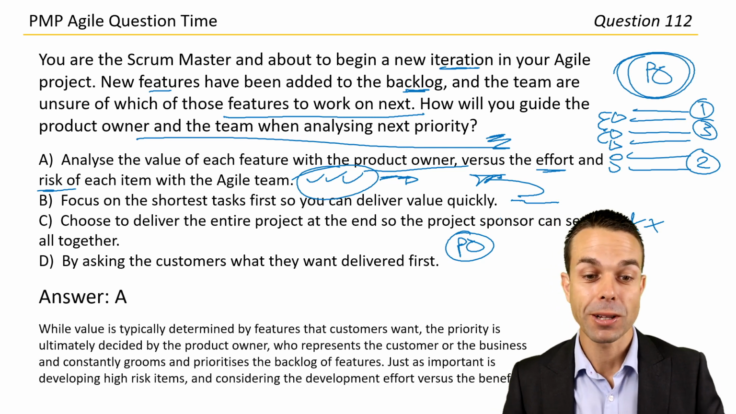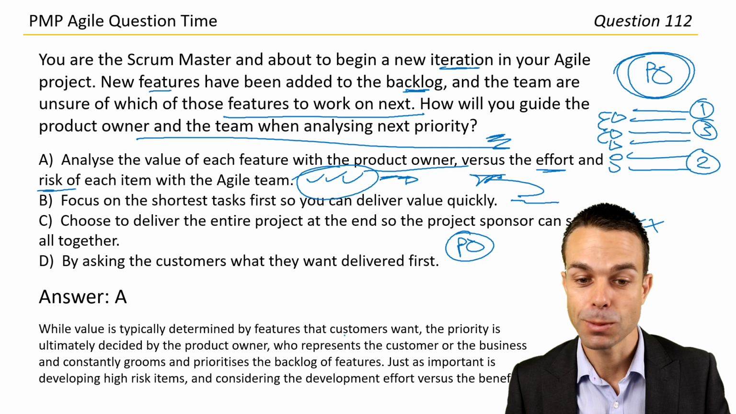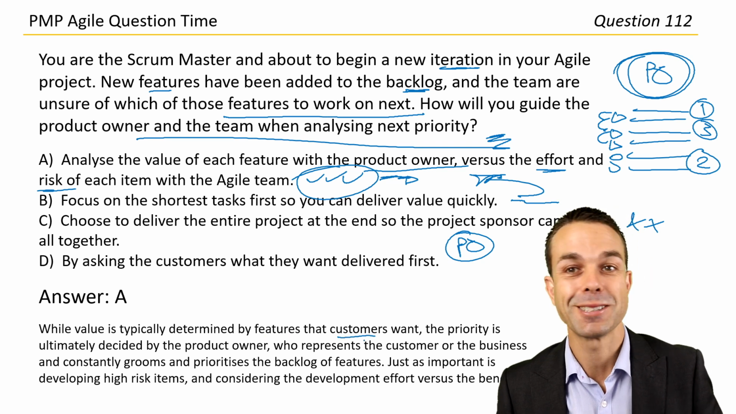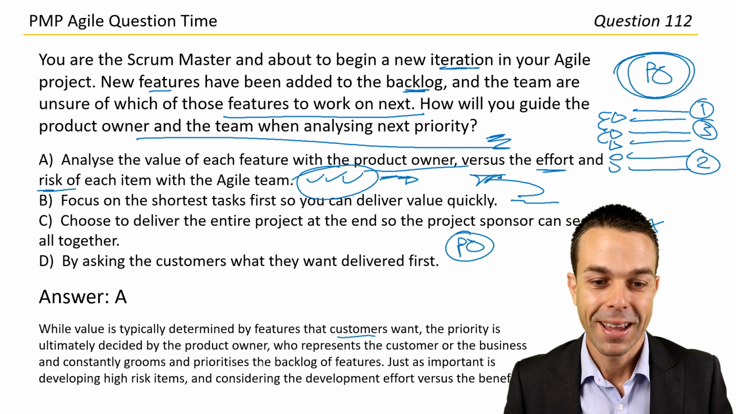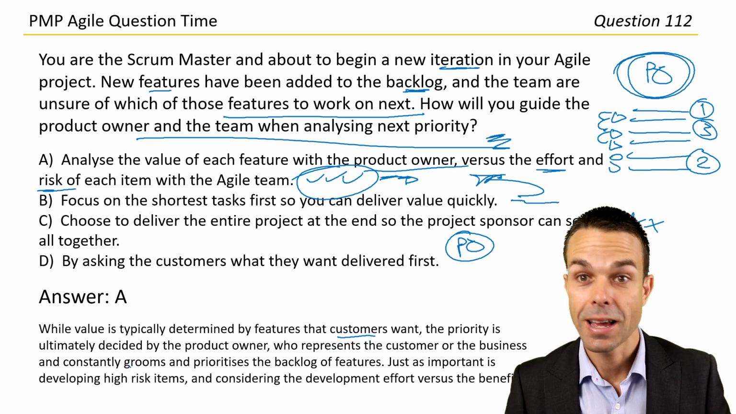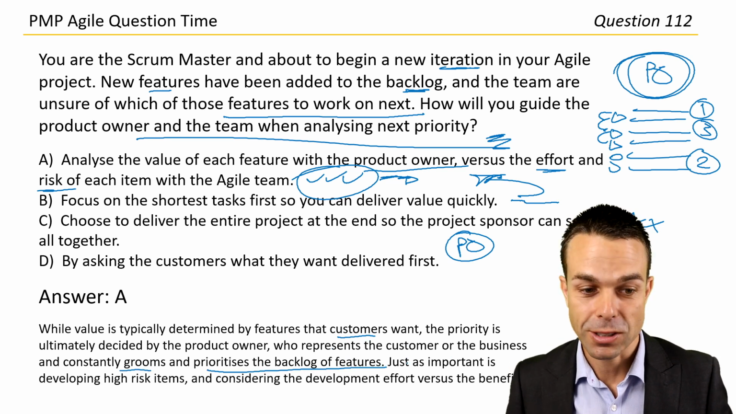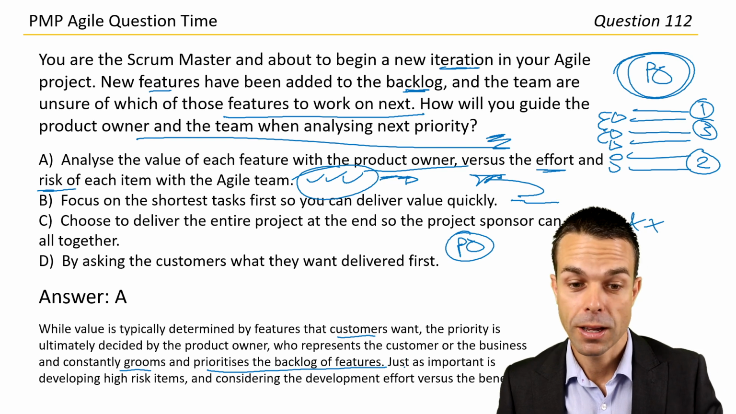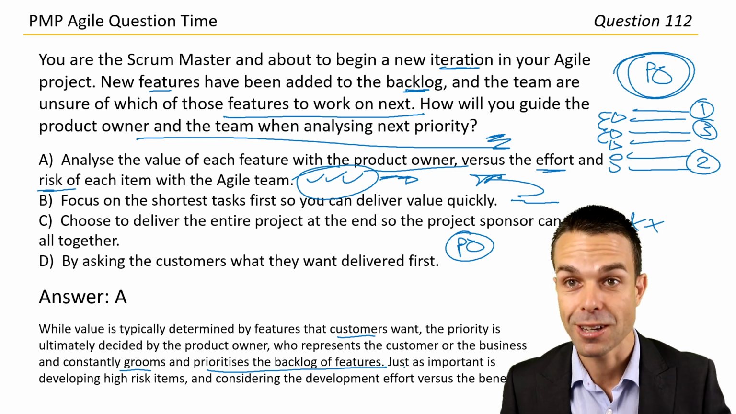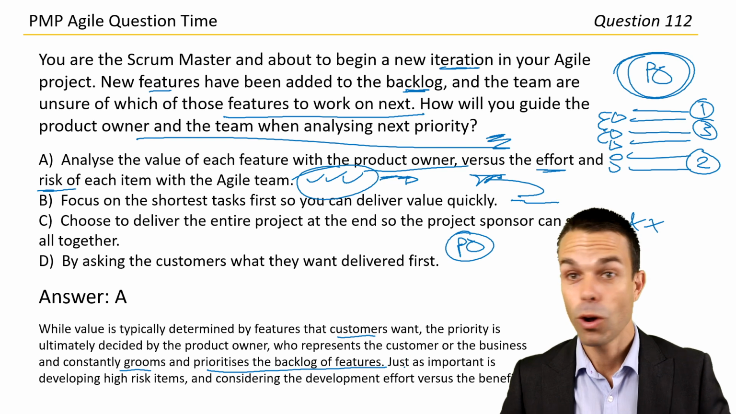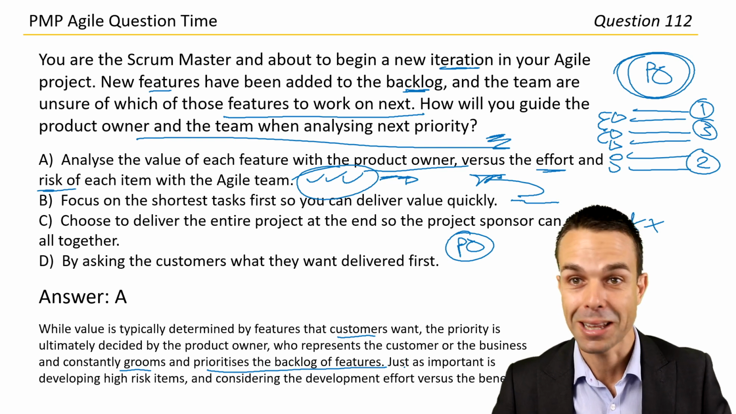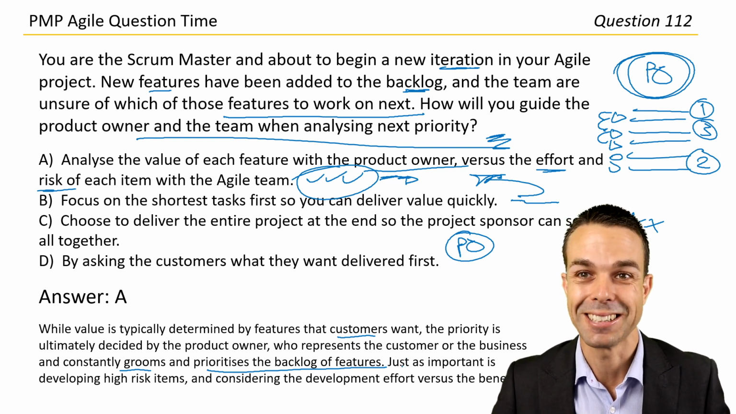While value is typically determined by features that customers want, the priority is ultimately decided by the product owner, who represents the customer or the business and constantly grooms and prioritizes the backlog of features. Just as important is developing high-risk items and considering the development effort versus the benefit. It doesn't get much better than that. That's exactly what we said. Well done, guys. All right, let's go on to the next question.